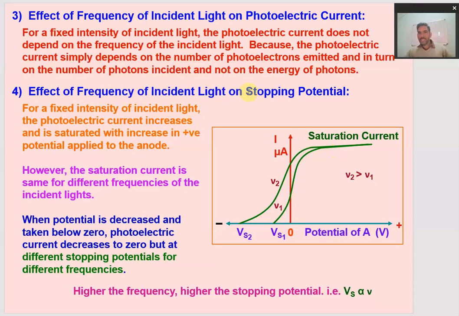There is another observation, the effect of frequency of the incident light on the stopping potential. If we check with the different frequencies, the observation is that a radiation of higher frequency will have a higher stopping potential. The stopping potential for the radiation of higher frequency will be higher, right? And for the lower frequency radiation, the stopping potential will be lower. So higher the frequency, higher is the stopping potential. This is the next observation that has been made in the photoelectric effect.